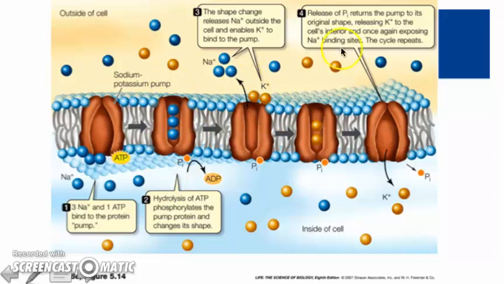Then we have potassium from outside the cell binding to the sodium-potassium ATPase, and with release of the phosphate group, that powers the entry of the potassium inside the cell. So essentially we have 3 sodium ions going from inside the cell to outside the cell, and then 2 potassium ions going from outside to inside the cell. So the activity of these sodium-potassium ATPases is very important in creating this gradient of more sodium outside the cell and more potassium inside the cell.